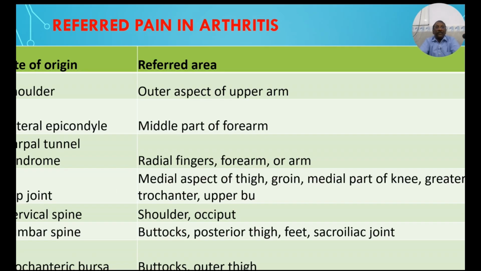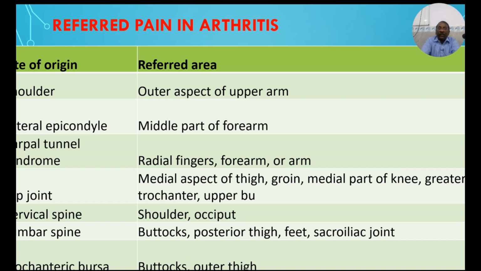What about the referred pains? Shoulder: referred area is the outer aspect of the upper arm, lateral epicondyle, middle part of the forearm, carpal tunnel syndrome, radial fingers, forearm or the arm. Hip joint: medial aspect of the thigh, groin, medial part of the knee, greater trochanter, upper buttock. So these are the hip joint involvement.